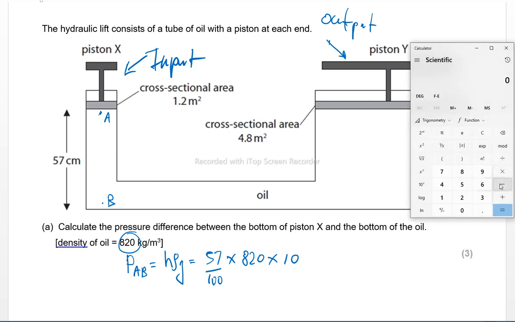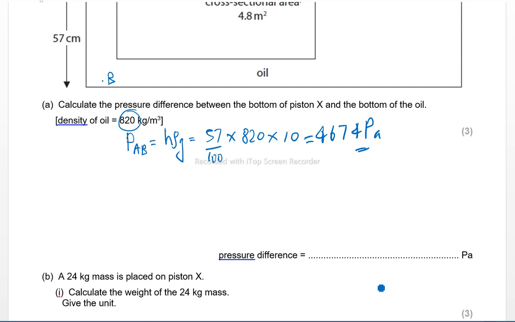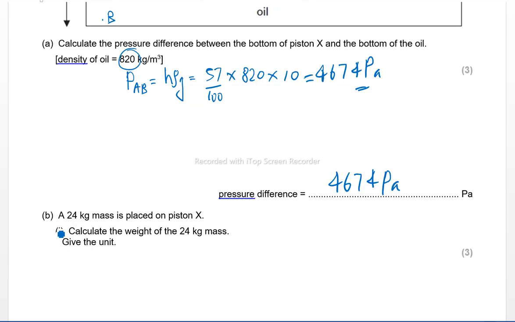So we have 57 multiplied by 820 multiplied by 10 divided by 100. So we get the answer as 4674 pascals. Okay, so 4674 pascals. Right. So better we write the answer in the space they have provided. 4674 pascals.